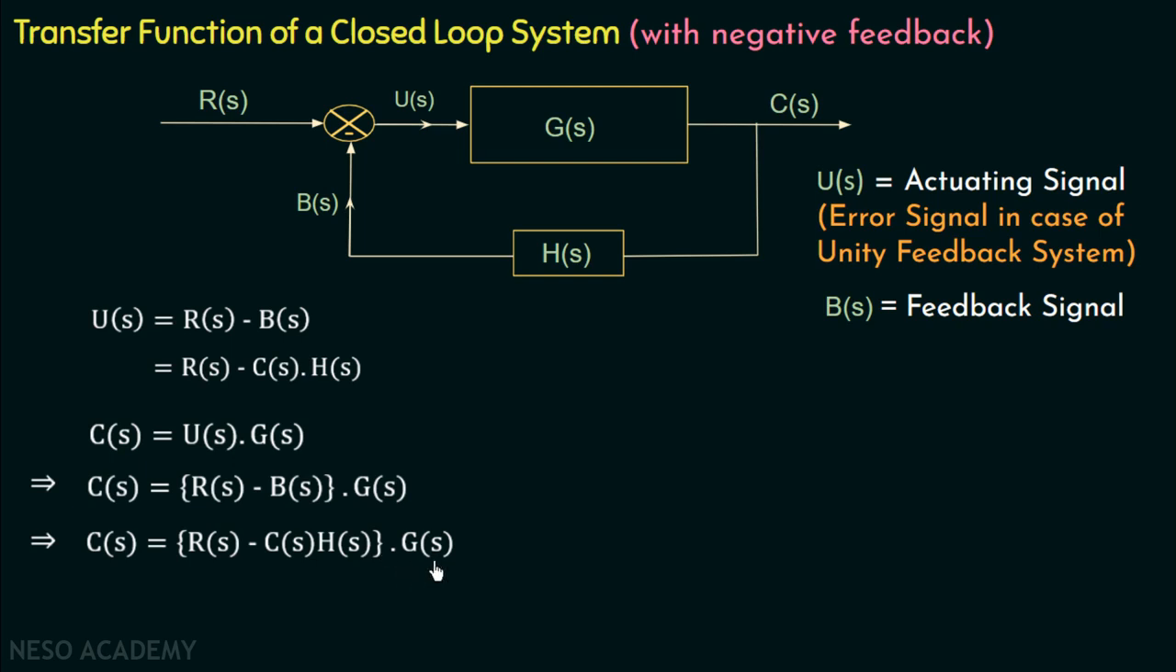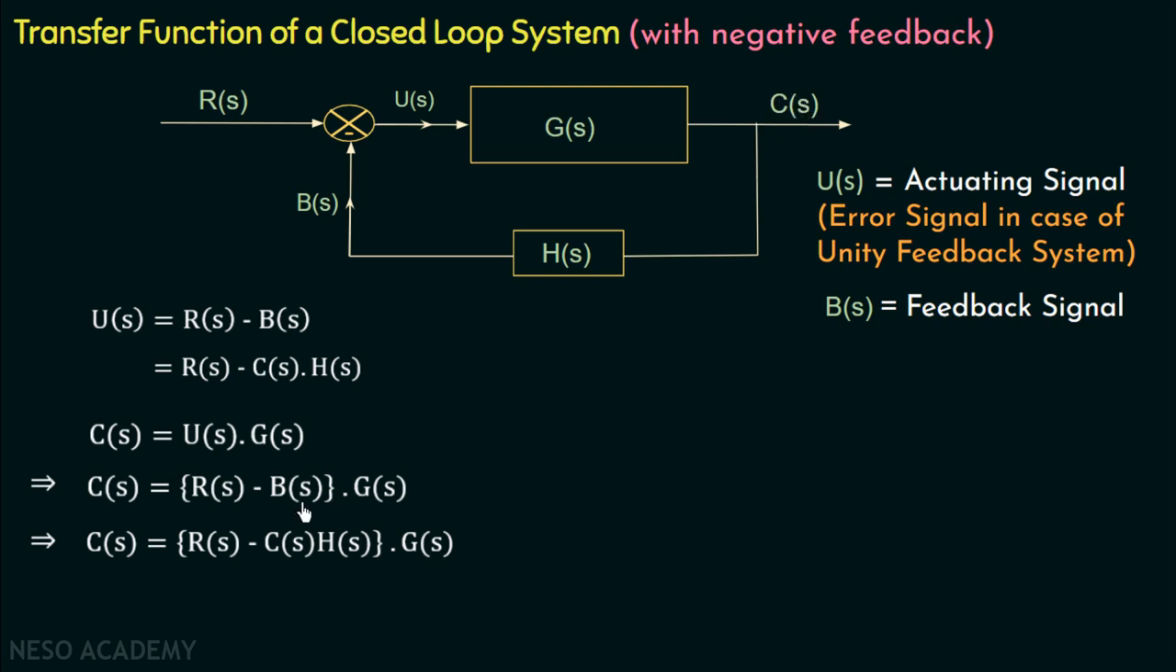So if I repeat this again, if we observe this junction, then U(s) is equal to R(s) minus B(s), and if we observe this forward path, then C(s) is the multiplication of G(s) and the input U(s). So C(s) equal to U(s) multiplied with G(s). We have replaced U(s) with R(s) minus B(s), and B(s) is the product of H(s) and C(s).